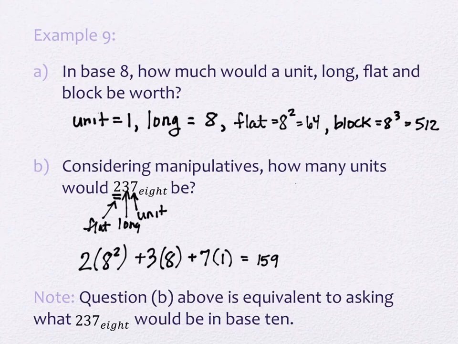Okay. So that's kind of the image of what we're working with as we're going back and forth in other bases. We've got things packaged in certain ways, crayons or otherwise. And what we're doing is making a big giant pile of them and recounting them the way that we count in base 10. How many units do I have? Well, it's 159. So this note at the bottom says question B is equivalent to asking what 237 base 8 would be in base 10. How many actual crayons do I have? 159 crayons.